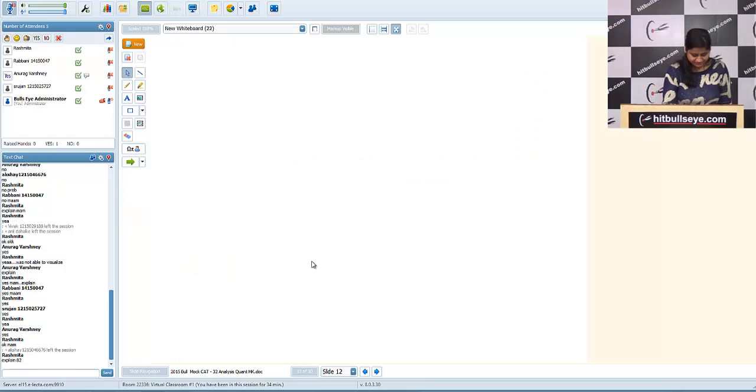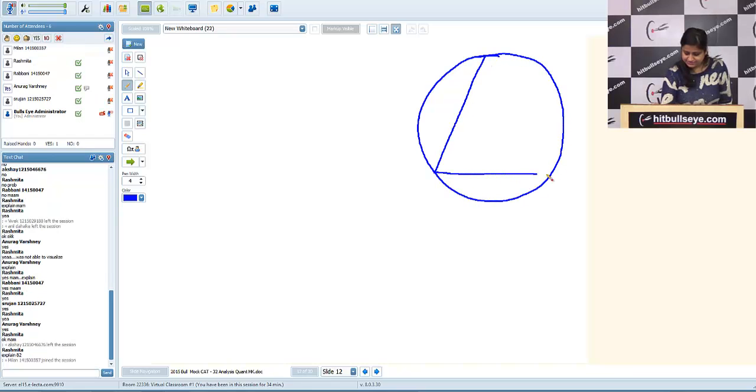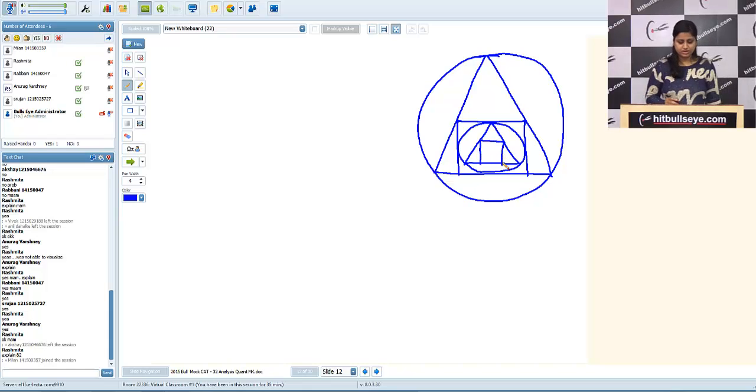So what is this figure? It says we have a big circle. Inside this circle we have a triangle. Inside this triangle we have a square, then again a circle, then again a triangle, then again a square.